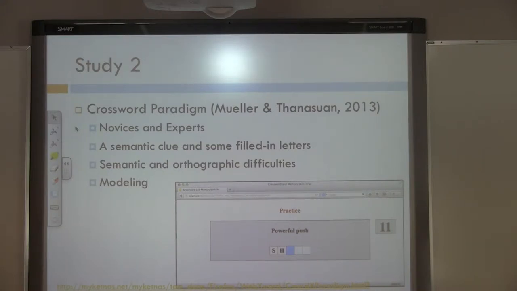And in these studies, there are two levels of difficulty for the semantics and the orthographics. And we also use this data to develop the memory access models in the crossword domain. Here is what the software for our experiment looks like.